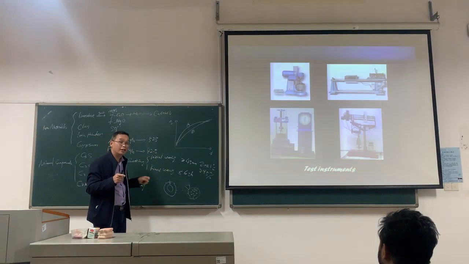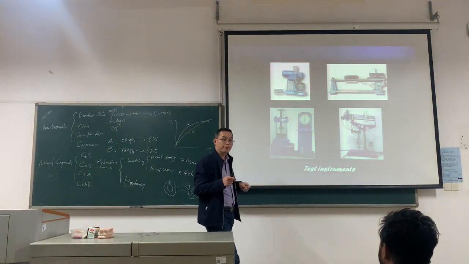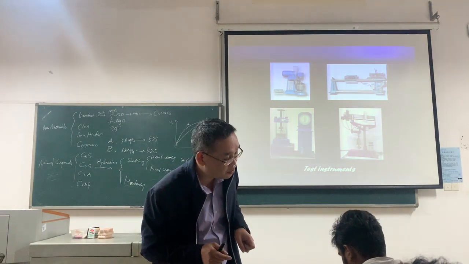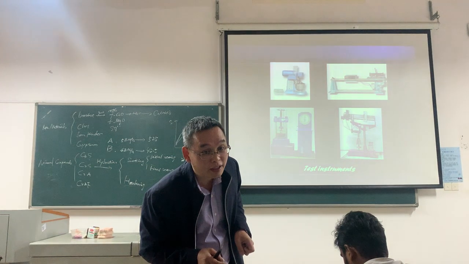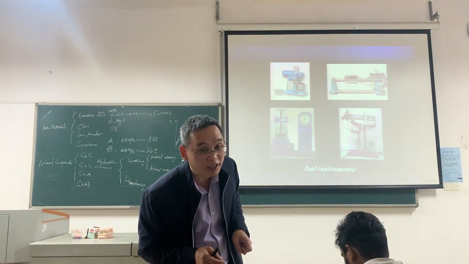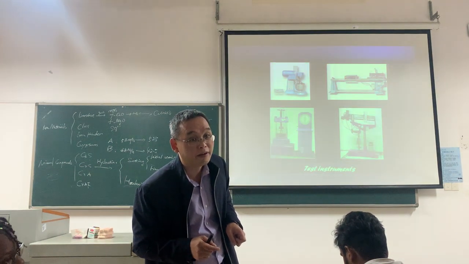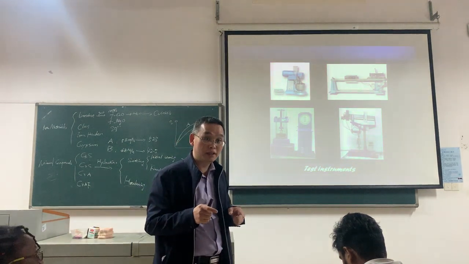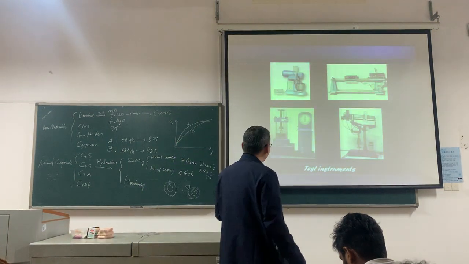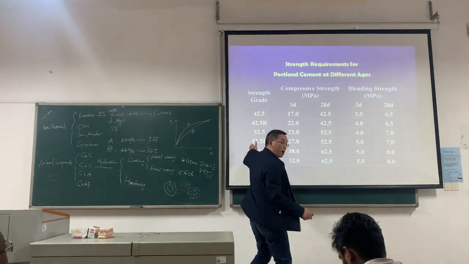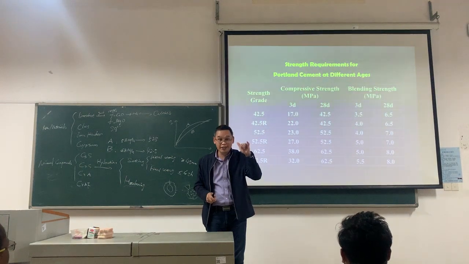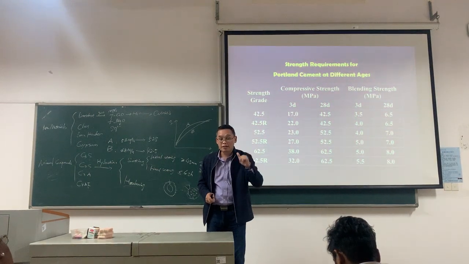So that table you showed us for the strength requirements for Portland cement, those are the fixed cement strength grades for all cements? Yes, they are fixed. We only have 6 grades. They are fixed.